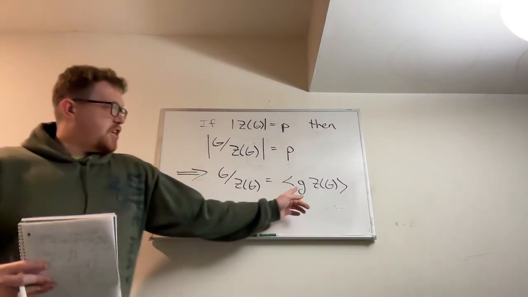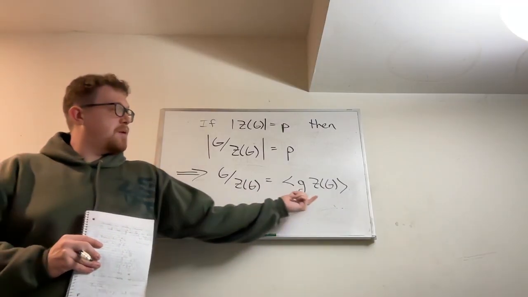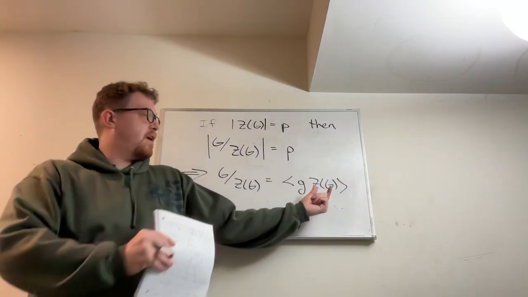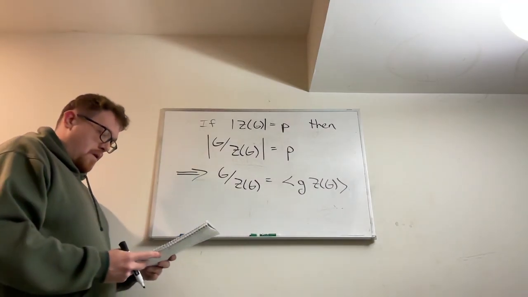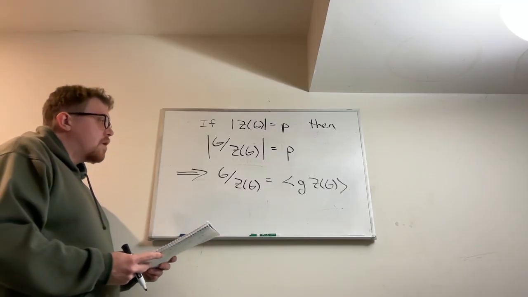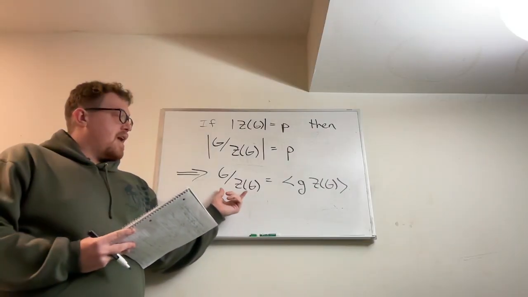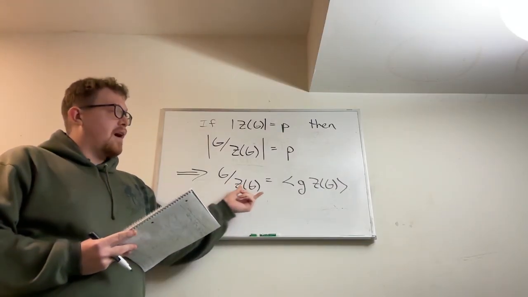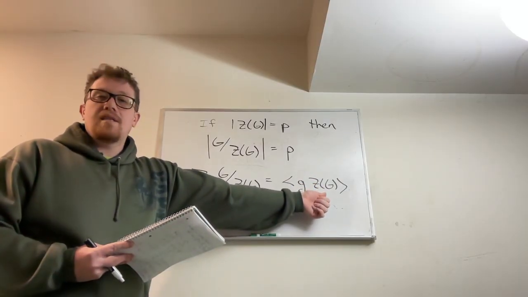Generated by this coset just means that every element in this group is some power of this element. And remember, every power of this element is just some g to the k times the center as a coset. So if I look at any left coset, automatically I know it must be equal to g to the k times the center.